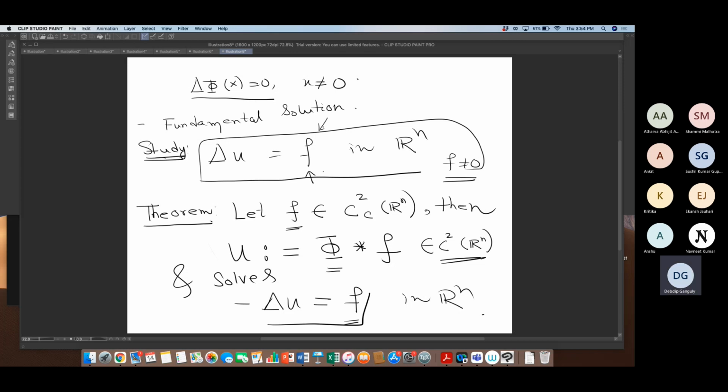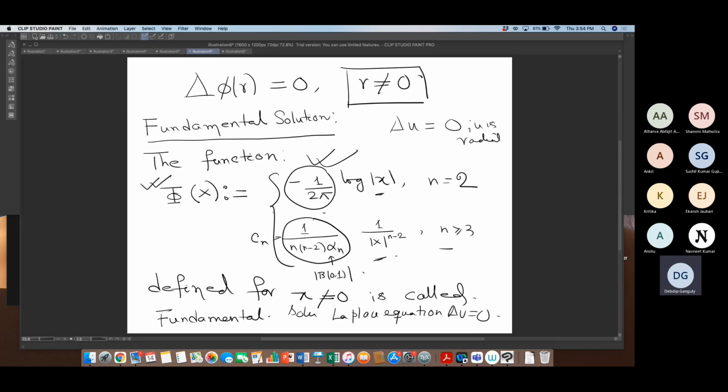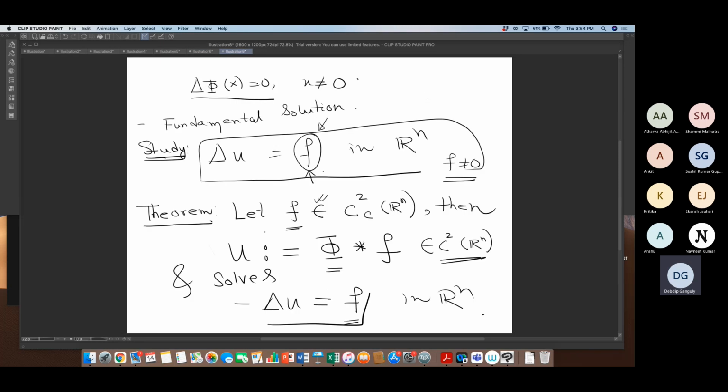So your main idea: for a given f, I want to solve Laplacian u equal to f. Here I said that some regularity is needed, so you just take a simple function with compact support, a C2 function. Then you convolve with this fundamental solution and you get Laplacian u equal to f. This solves your equation. What is phi? Phi is known. You convolve with your given f, and this is your u. This is one solution of this equation. There might be many other solutions, but this is one of them. Is that clear?